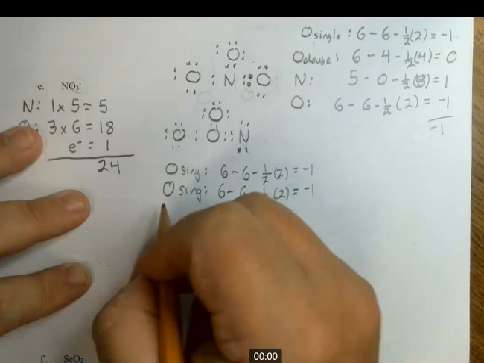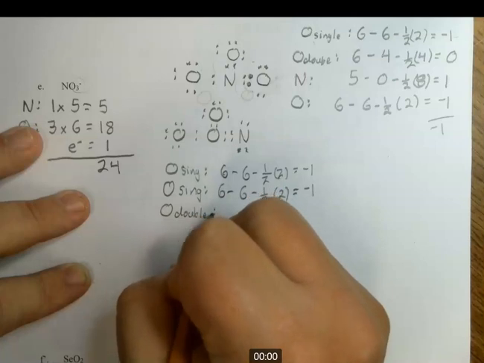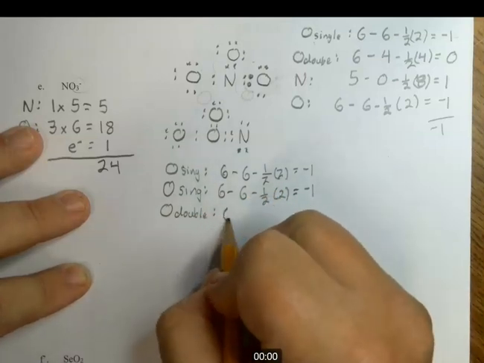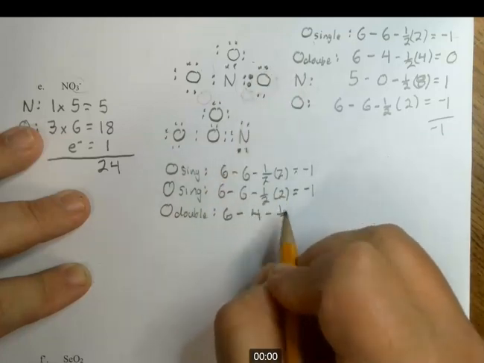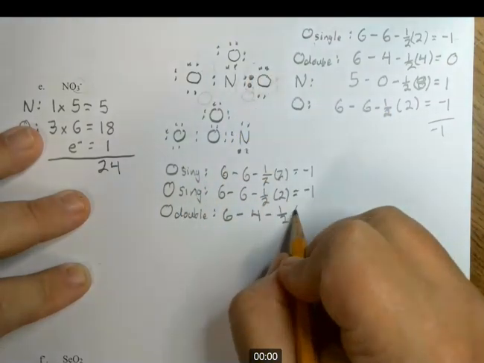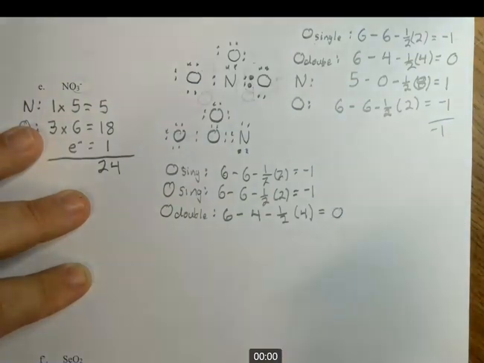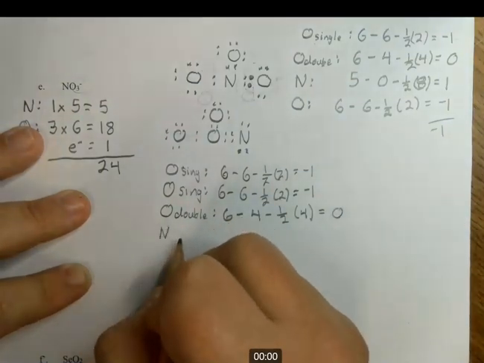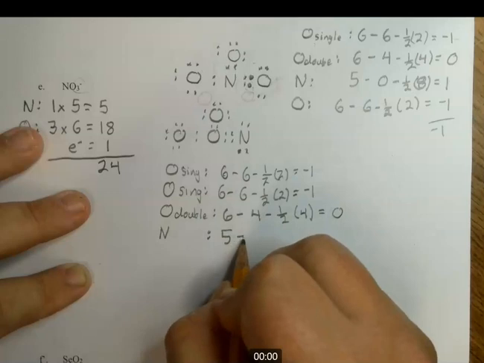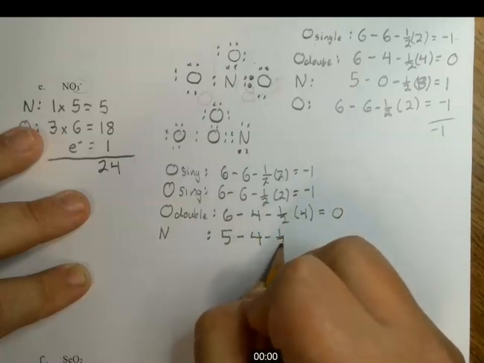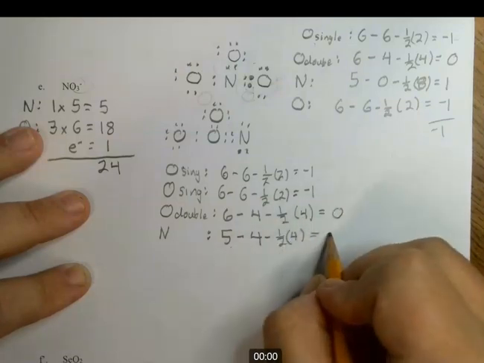Okay. Next is the other oxygen. That's the oxygen double. And that's going to be 6 minus, it has 1, 2, 3, 4, minus half of the bonding, 1, 2, 3, 4. And that's going to equal 0. All right, and then finally the nitrogen. Nitrogen's in a different position now. Okay, and we're going to put that there, and that's going to be 5 minus 4 minus 1 half of 4. And that equals 1 minus 2 is negative 1.